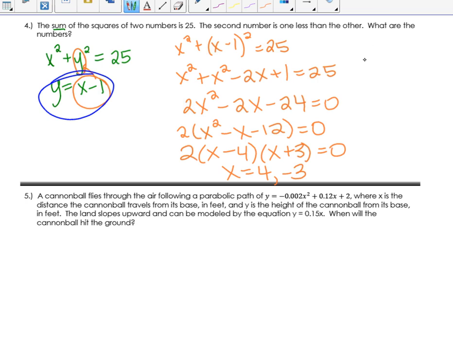If x is 4, now, okay, these aren't coordinates. I was about to write them as coordinates just because it's out of habit. We're not talking about a graph. You're just talking about what are the numbers, so you want to pay attention to kind of what we're asking. Here it's a little different. So if x is 4, then if I substitute that in, 4 minus 1 is 3. And if x is negative 3 and substitute that in, negative 3 minus 1 is negative 4.